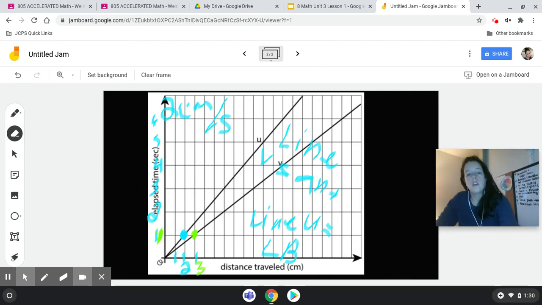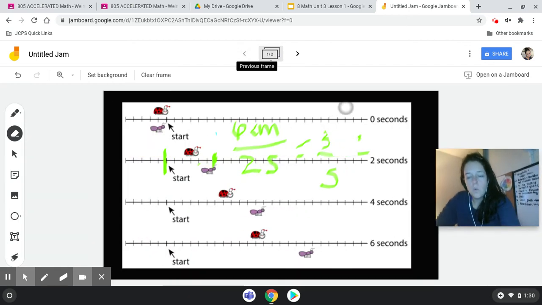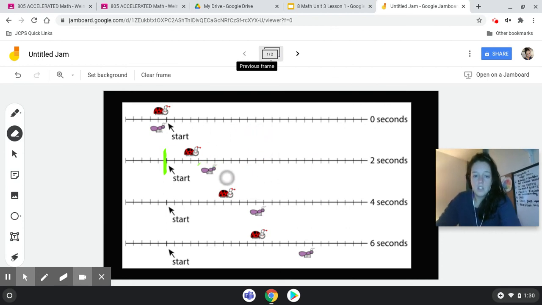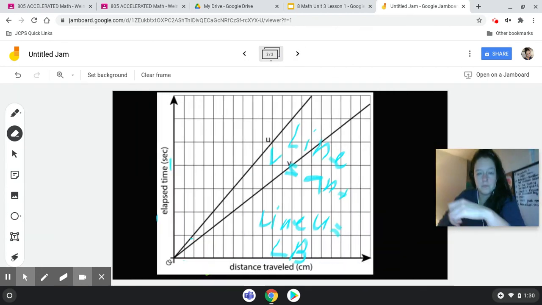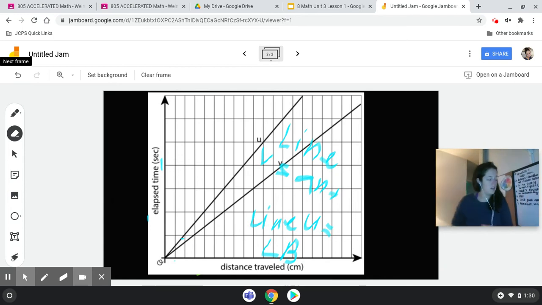So let me erase some of this stuff just so it's not too cluttered, and I'm going to do that on the same one as well. So what we're going to do now is use this graph to answer some questions. Okay, this first question says, and this is again page 210, number 2: How long does it take the ladybug to travel 12 centimeters? And then it also asks, how long does it take the ant to travel 12 centimeters?